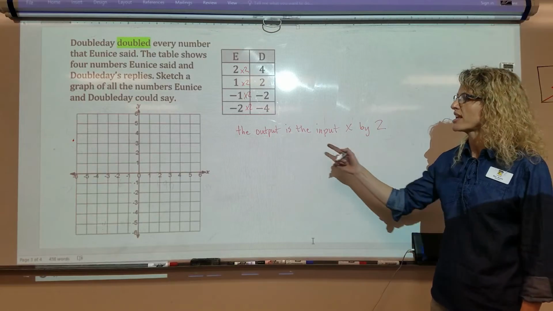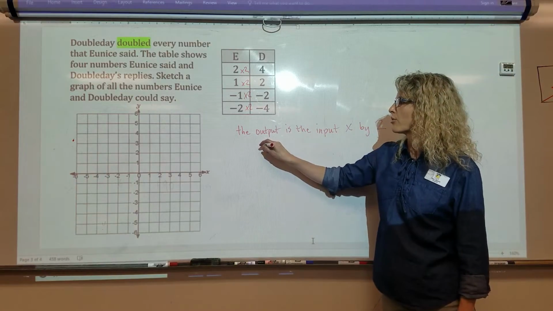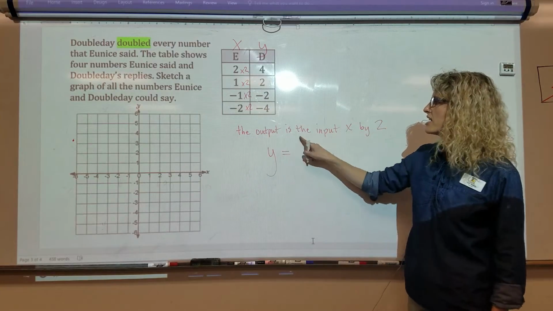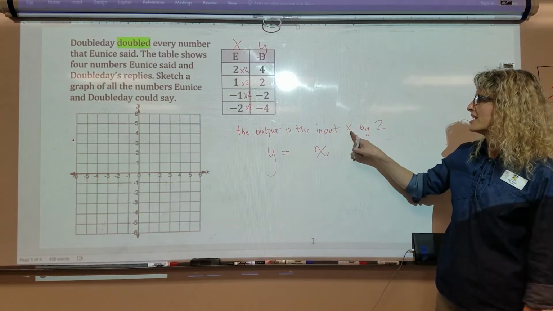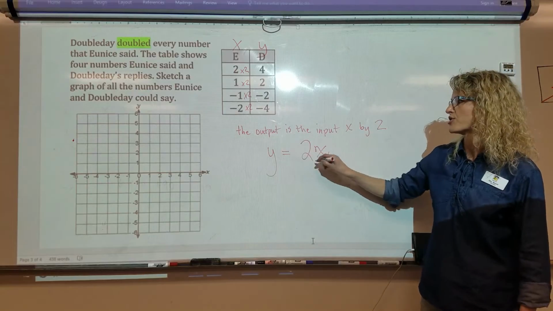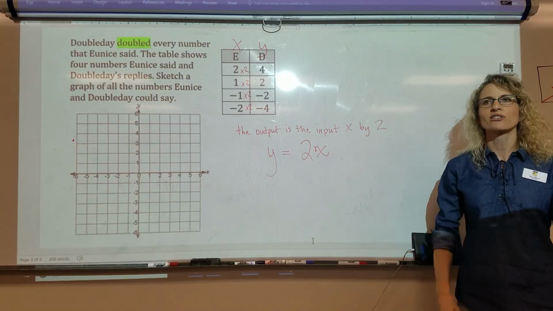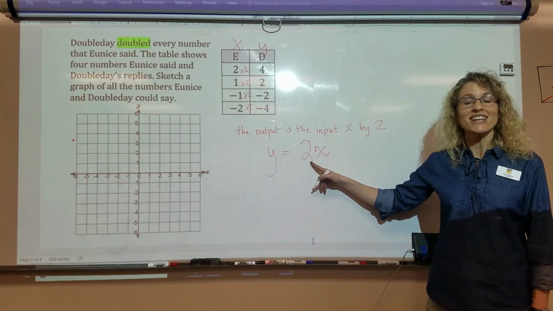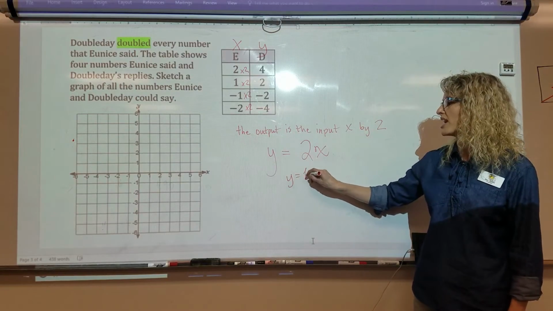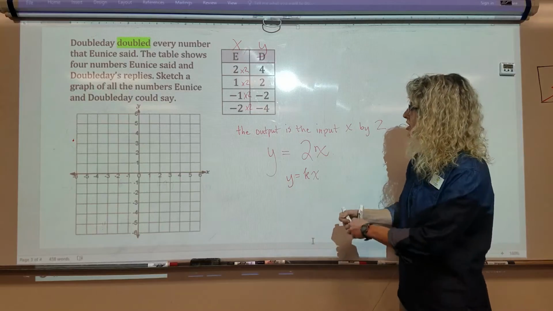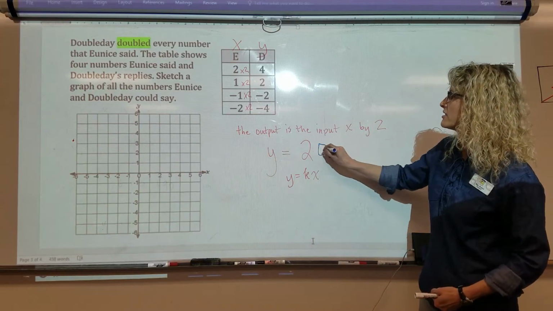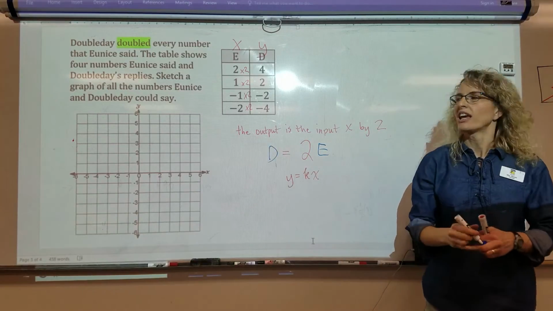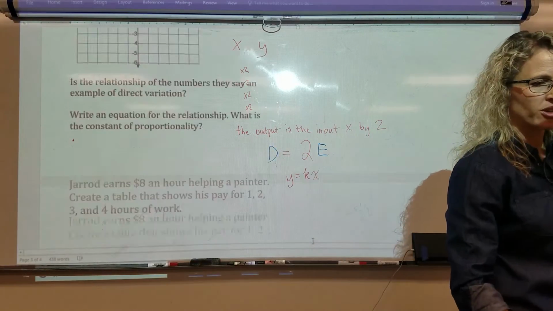Let's write an equation saying that. The output, or I could call it y and x if you're more familiar with y and x. The y is input, or x, times by 2, and I like to put the coefficient in front. I just wrote an equation from my table. Is it a direct variation? Yes, because it matches the form y equals kx. And to be proper, I should call x e, and my y is d. And then I could graph it. I'm not going to take the time to graph it right now.